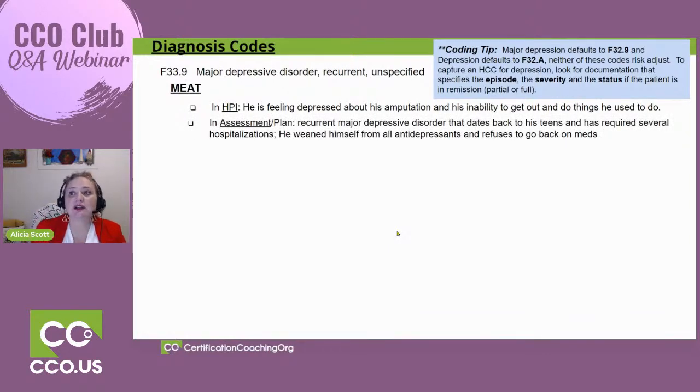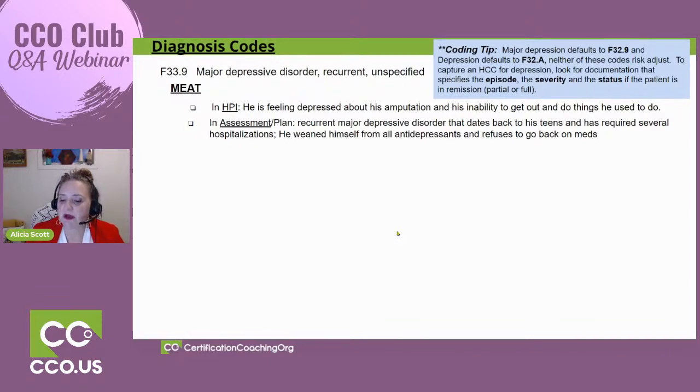Hey, we have recurrent MDD, and it goes all the way back to his teens. He's even been hospitalized. He was on an antidepressant in the past, but he doesn't want to take it again. Now, this does not mean non-compliance because it hasn't been prescribed to him. So don't get confused and try to add that in.